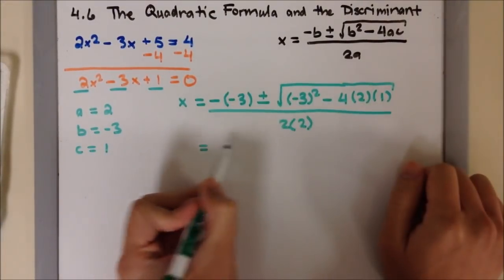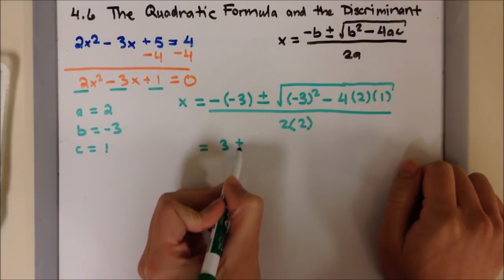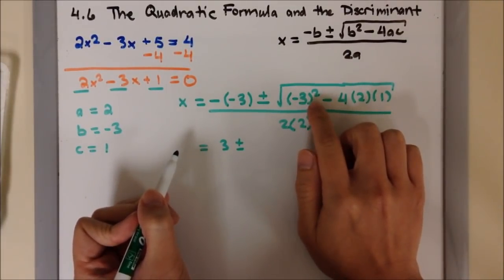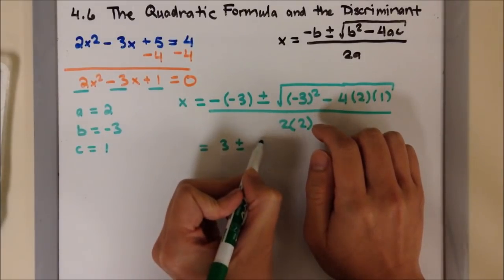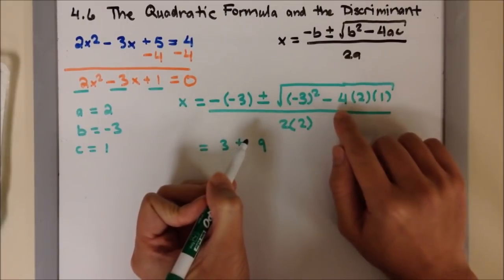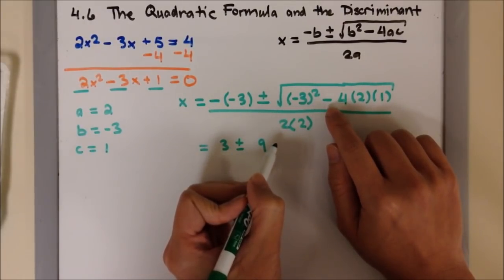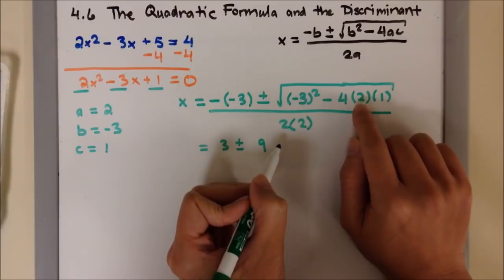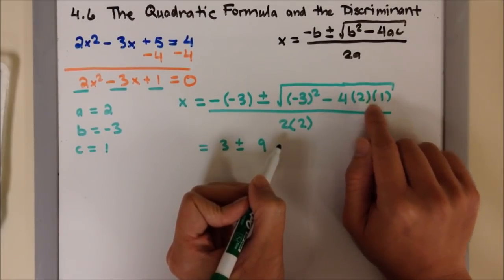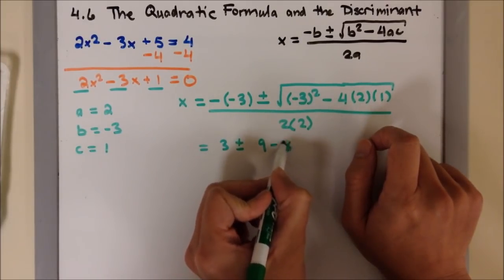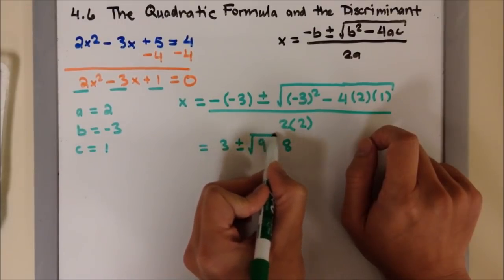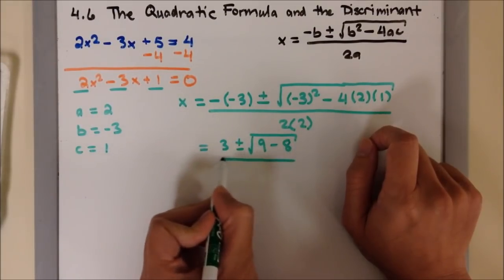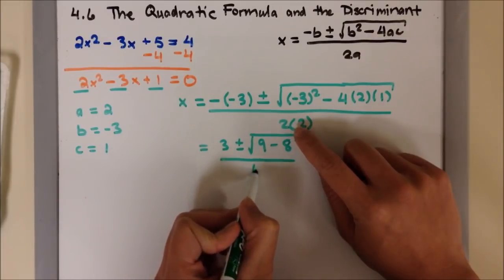So negative 3 is just positive 3, plus or minus. Now negative 3 squared simply means negative 3 times negative 3, so it's going to be positive 9. Next is minus 4 times 2 times 1. So 4 times 2 is 8, 8 times 1 is just 8, so I can write minus 8 inside the square root, over 2 times 2, which is 4.